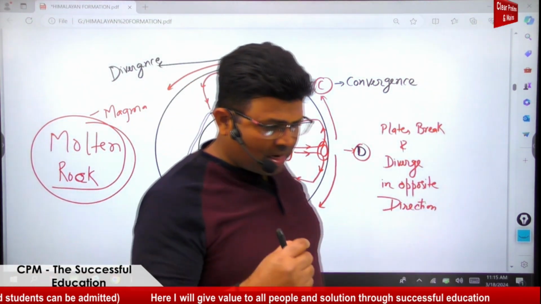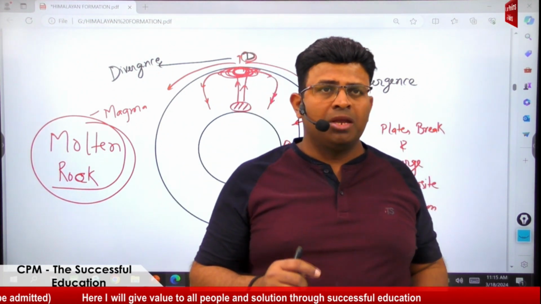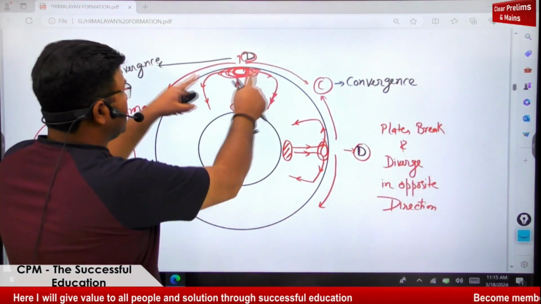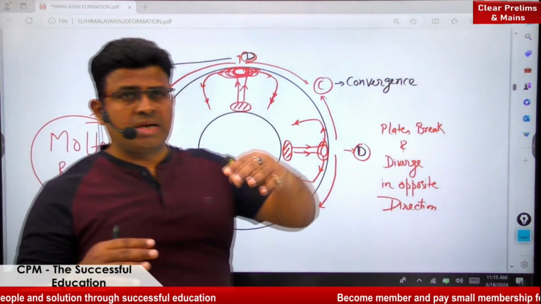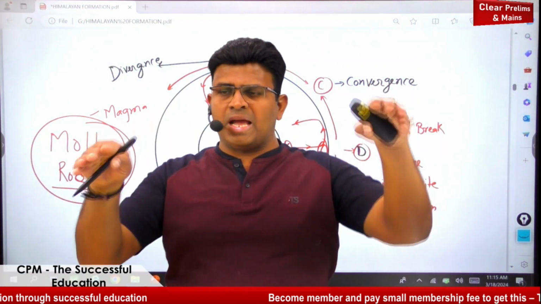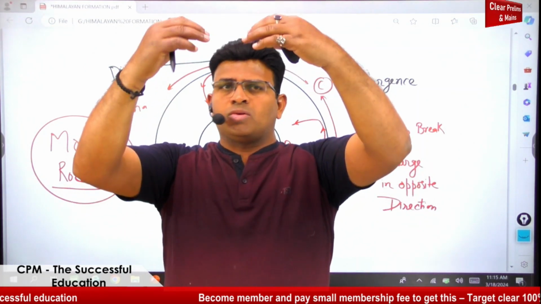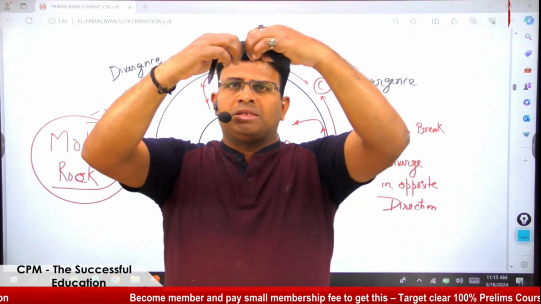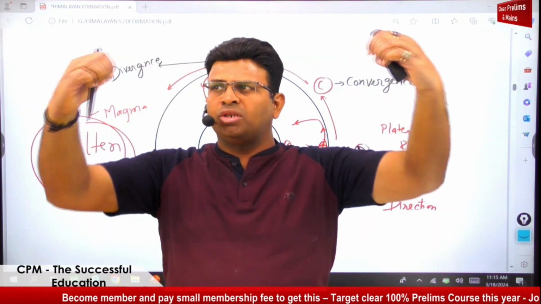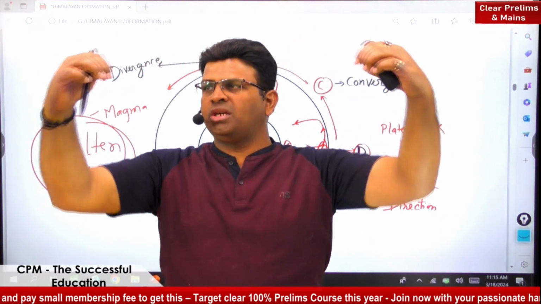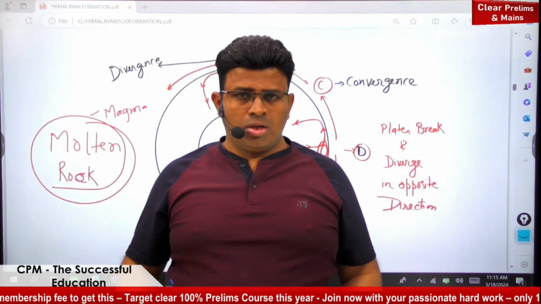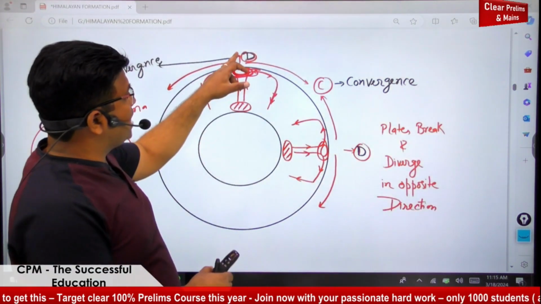So you can say that this convectional current of magma, when it is moving like this, is putting a frictional drag on the Earth's plate. If it is putting a frictional drag, then the Earth's plate, that is the continental plate or oceanic plate, starts breaking and diverging in two opposite directions. So that is known as divergence.